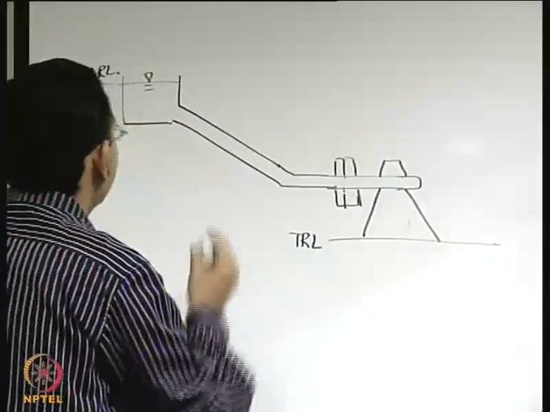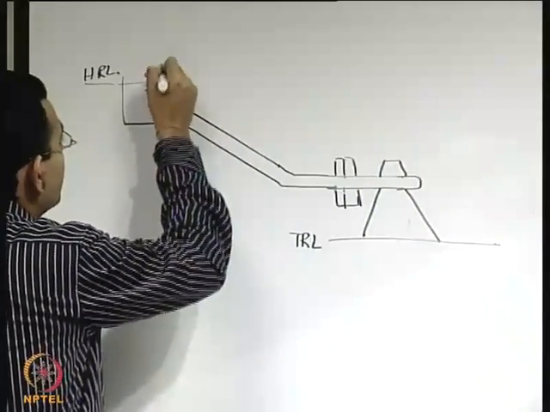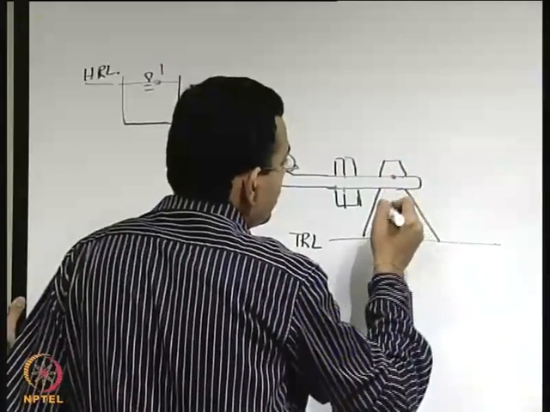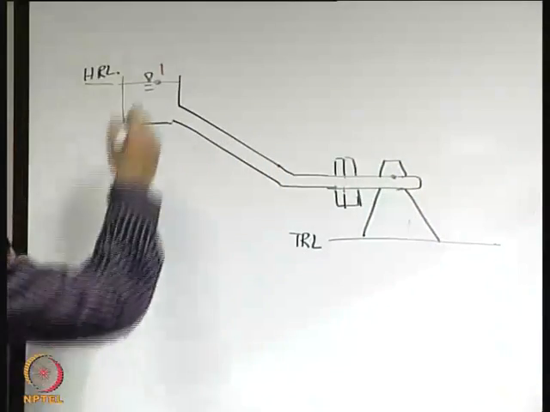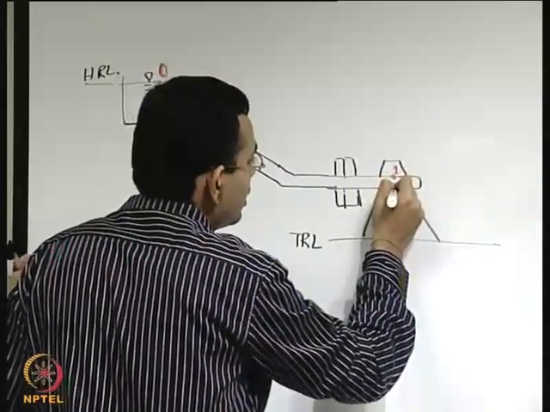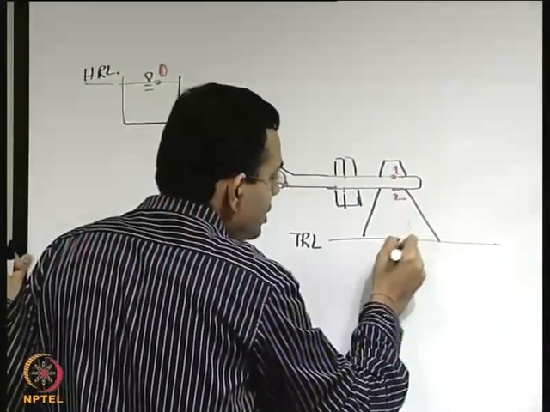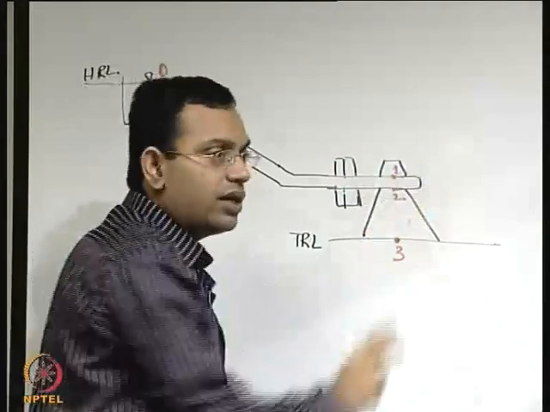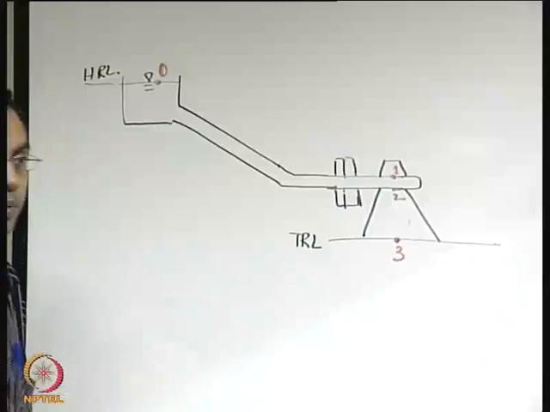So you may consider certain points. Let us say that this is section 1, or maybe let us call it 0 because it is just the reference. Let us say this is section 1, this is section 2 which is the outlet, and this is section 3 which is the discharge. We will try to see what this diverging portion is and why there is a requirement for that.